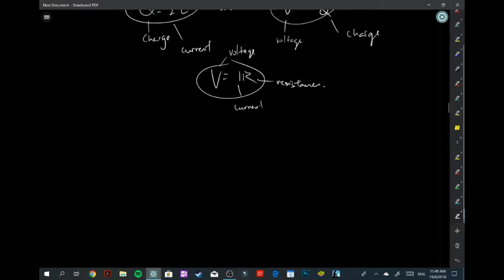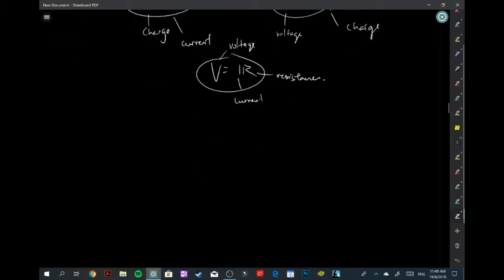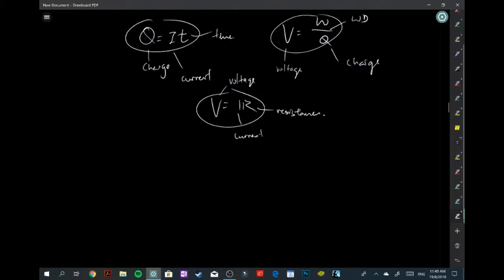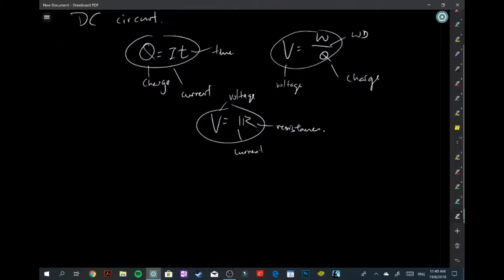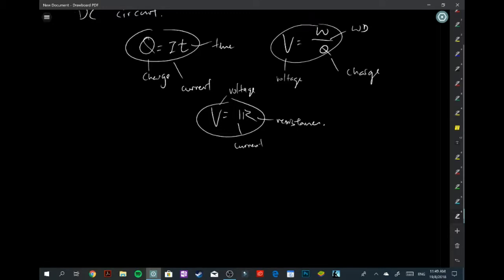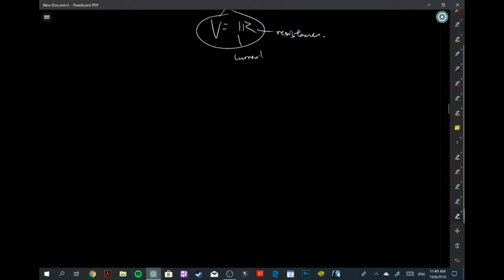Now in this chapter we're going to talk about series and parallel circuit and how to calculate resistances as well as identifying the current and the voltage across the resistance. But first thing first, let's talk about how a circuit really works.